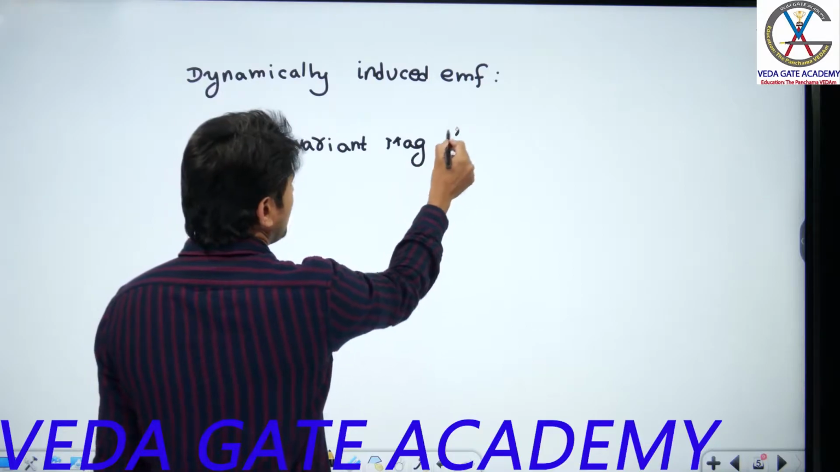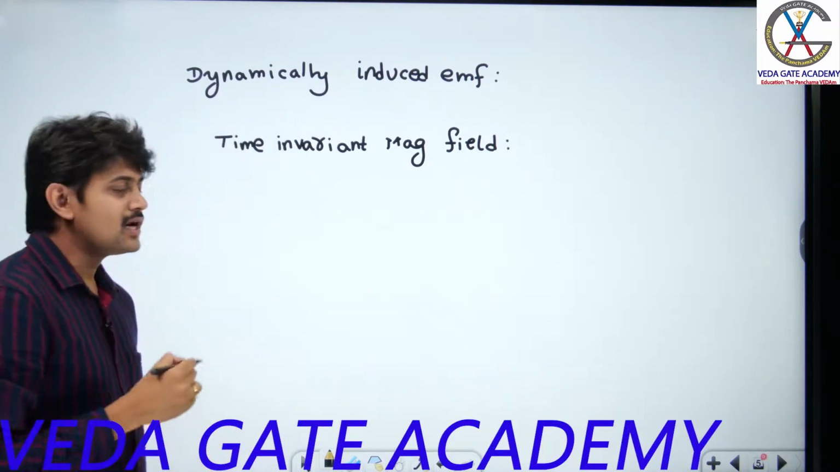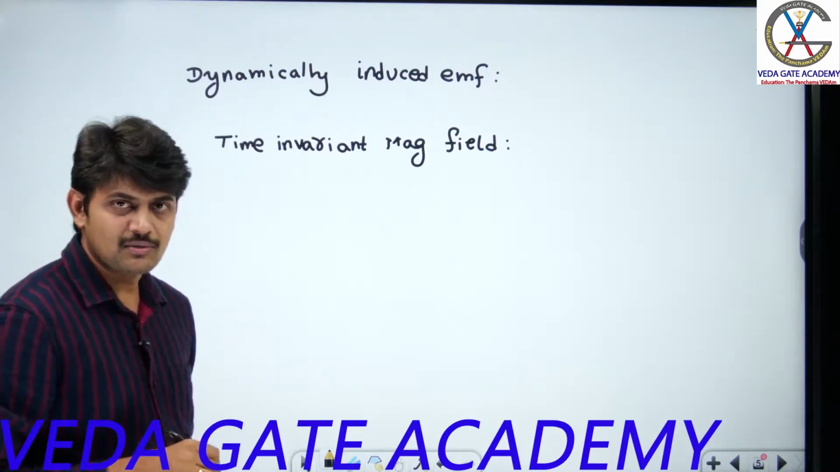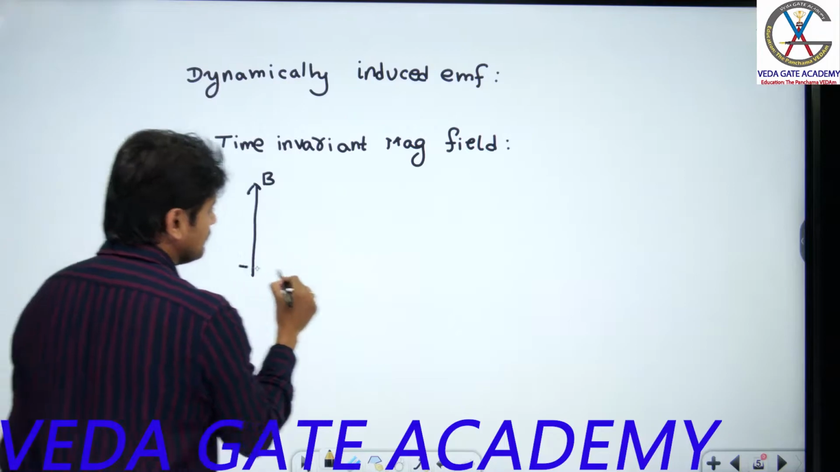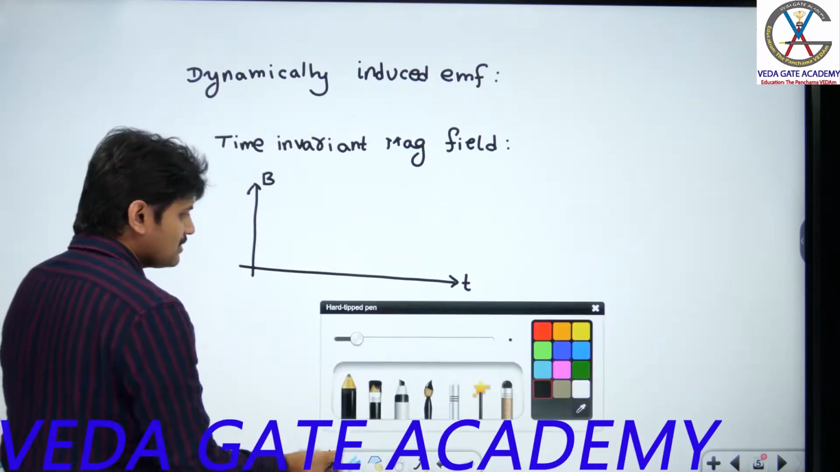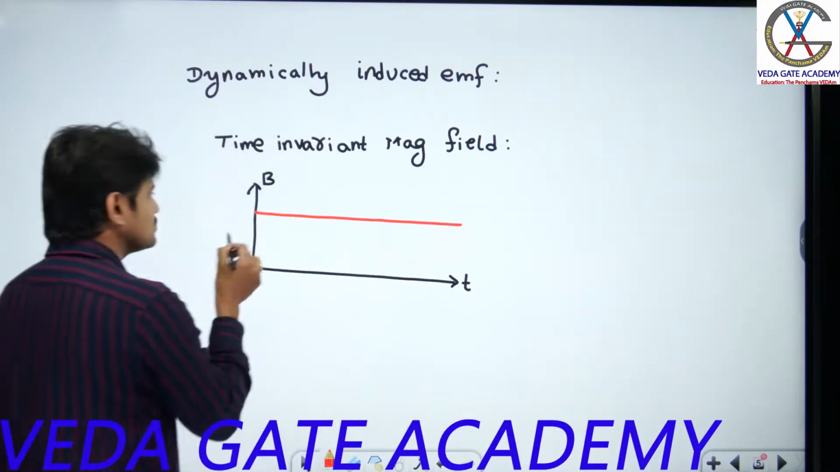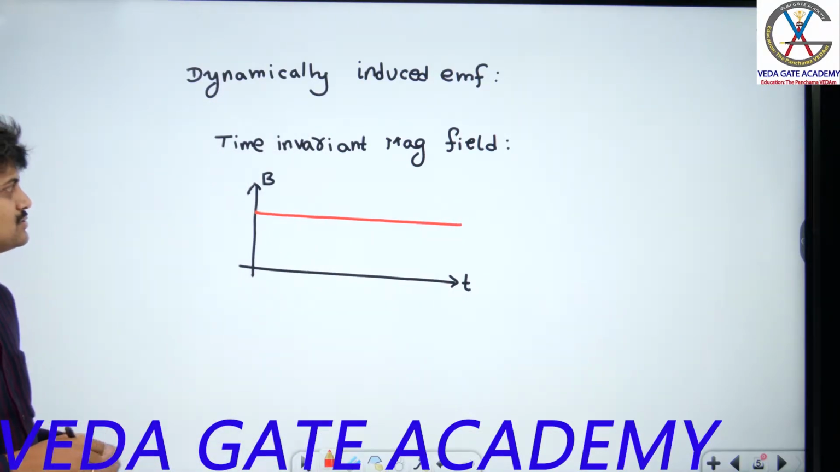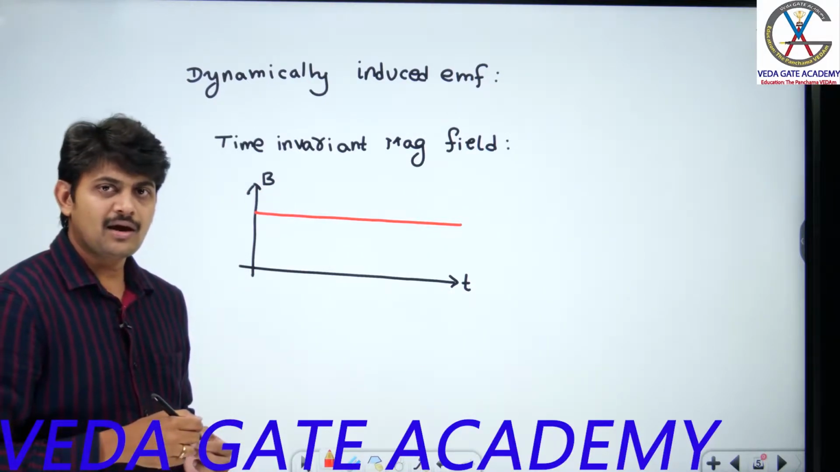The meaning of time invariant magnetic field is nothing but my flux is not going to vary with respect to time. That means if I try to draw the flux or flux density waveform with respect to time, my flux is not going to vary with respect to time. So for all the time from 0 to infinity, it is going to maintain the same magnitude. Such a kind of magnetic field we can call a time invariant magnetic field.